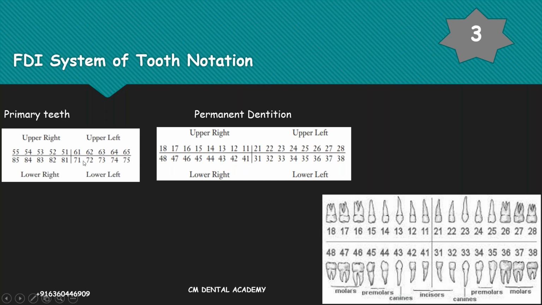Likewise, in case of permanent dentition, the quadrants are numbered as 1, 2, 3, and 4. Upper right is the first quadrant, upper left is the second, lower left is the third quadrant, lower right is the fourth. The first digit always signifies the quadrant to which it belongs, and the second digit always signifies the number of the tooth. Like here 44 is the lower right first premolar. Here in this case 27 stands for upper left second molar.